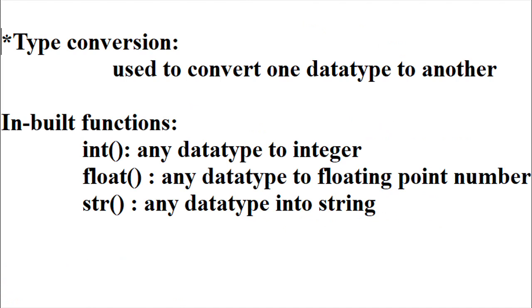Friends, the next topic is type conversion in Python. Python provides explicit type conversion functions to directly convert one data type to another. It is also called typecasting in Python. Python supports the following functions. The first one is int. This function converts any data type to an integer. The second one is float. This function is used to convert any data type to a floating point number. The third one is str. This function is used to convert any data type to a string.